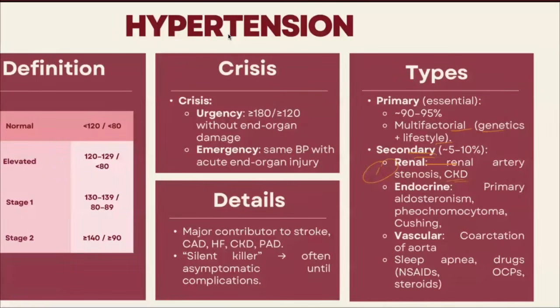Besides renal causes, you can also have endocrine causes, such as primary aldosteronism, which is increasing their blood pressure. They can have a tumor, they can have Cushing's. There are also vascular causes like coarctation of the aorta, which we'll get into. And then there's other stuff like drugs that are causing it, sleep apnea, and so on and so forth.